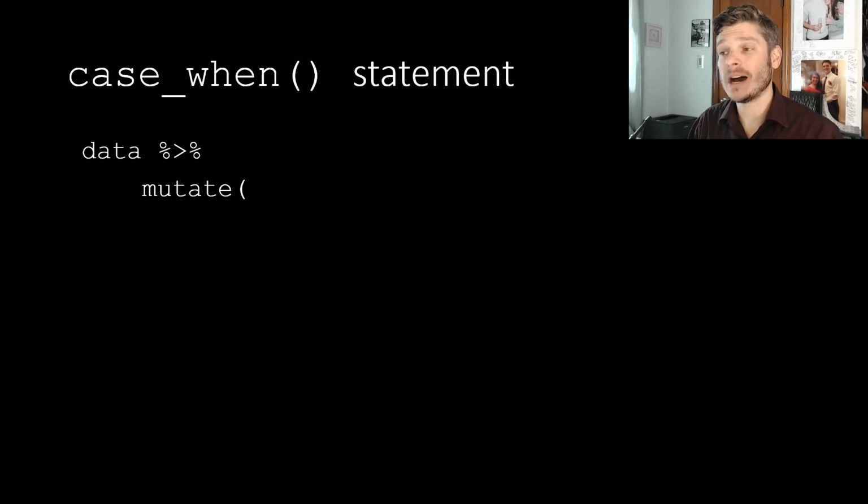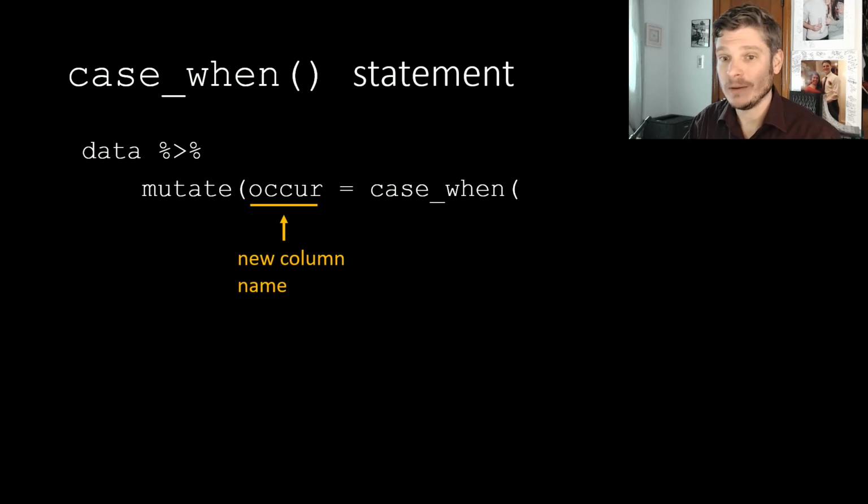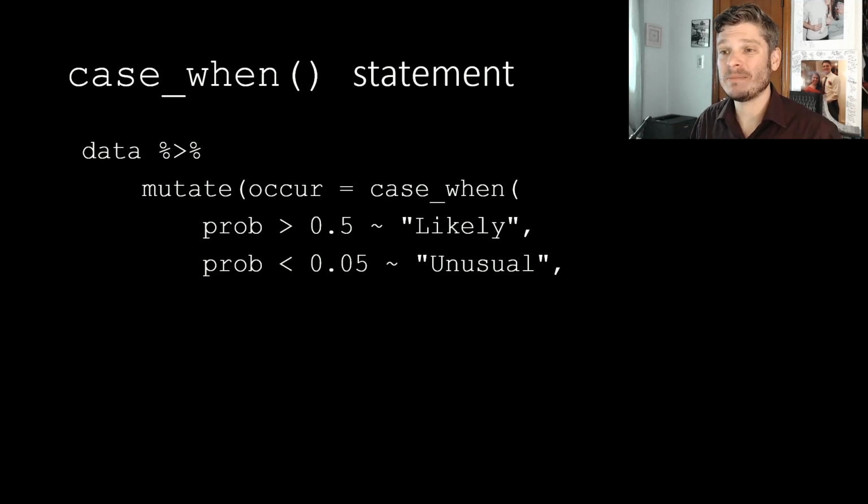So I want my new column, so I use my mutate function. Again, like before, I need to come up with my new column name. Again, I'm going to call it occur. But now I'm using my case when function. So instead of the other one, again, for my branching path, I used case when, and now I need to fill in my different probabilities.